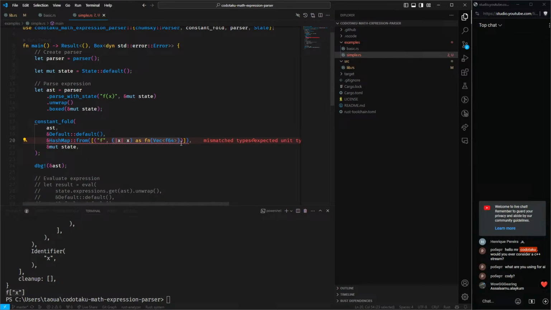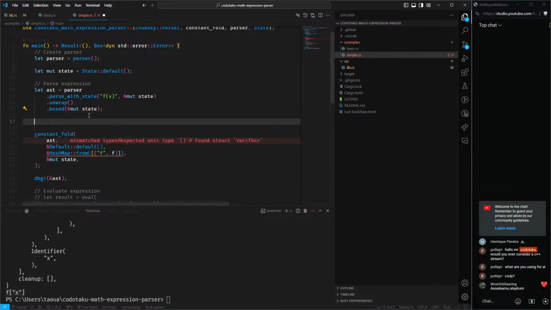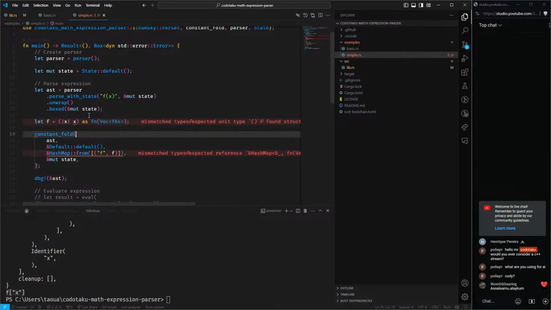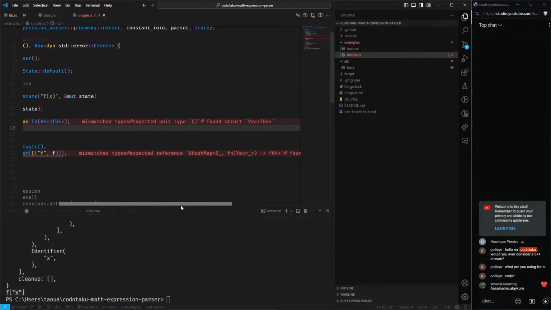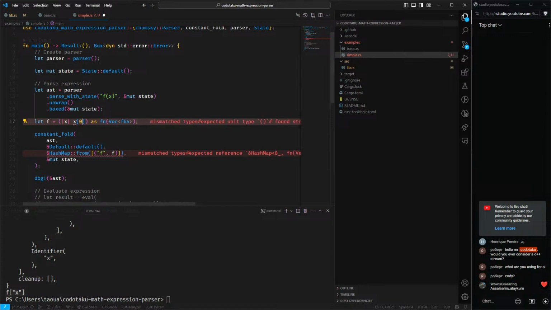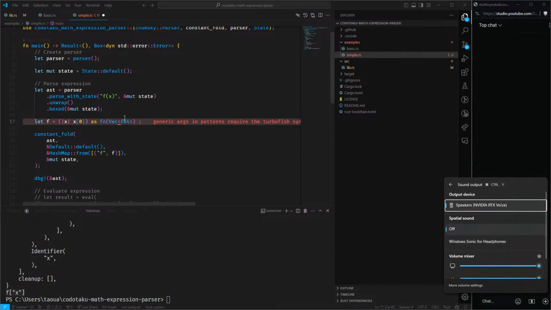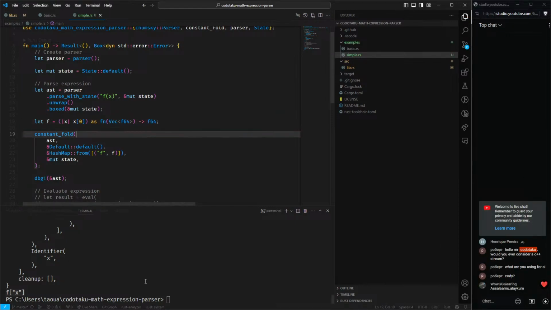Mismatch types. Oh, I see. Oh crap. Okay. There you go.